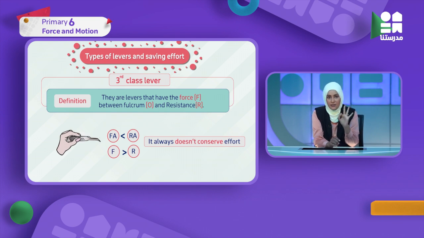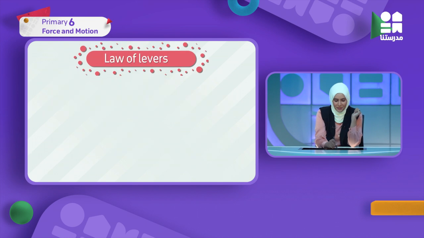عندي 3 أنواع من الليفرز. واحد دايما بيسيف effort اللي هو السكند كلاس ليفر. واحد دايما مش بيسيف effort اللي هو third class lever. And the first one it has 3 cases. Sometimes it saves, sometimes it doesn't save, sometimes force will be equal to the resistance.